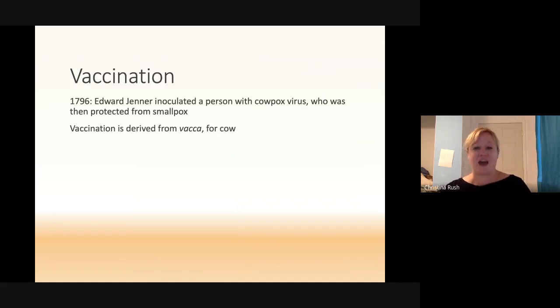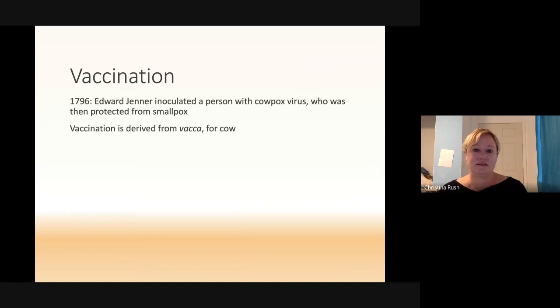Vaccination is derived from vacca, for cows. So it really started with this cowpox virus. I should put a picture of Jenner on this slide, because he was really kind of a visionary for his time. And Jenner went around the entire world. He got on every ship he could. He was British, and so at the time they had quite a fleet. And his vision was to rid the world of smallpox, which was pretty ambitious.